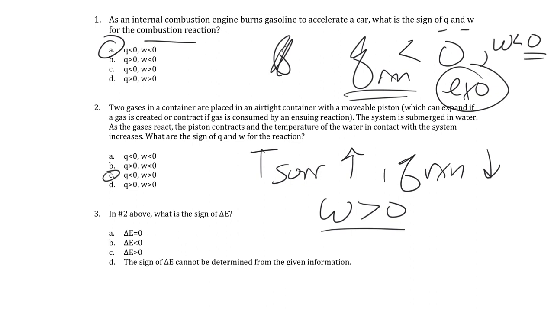And then I'll end with this one, delta E is Q plus W. So if Q here is negative, W is positive, we have no idea what the sign of delta E is. So delta E is the sum of the two. If they're both negative, delta E is negative. If they're both positive, delta E is positive. If one's positive, one's negative, we don't know. We need to know the actual numbers. So we can't interpret the sign of delta E from this information.